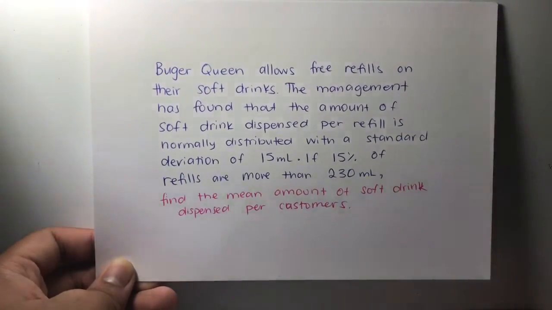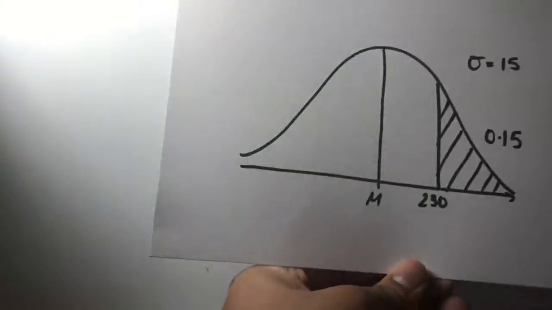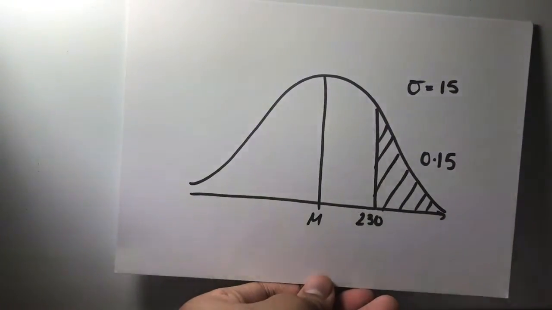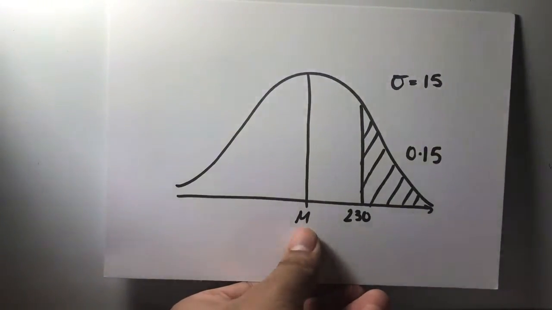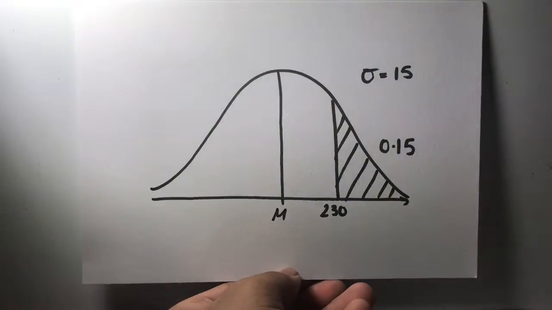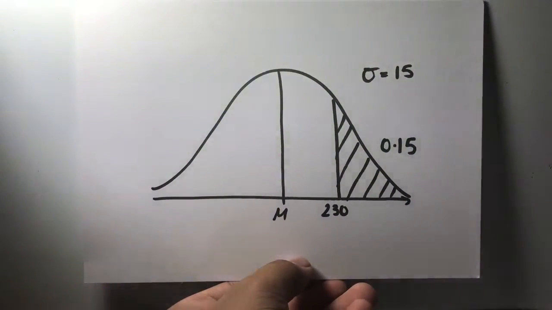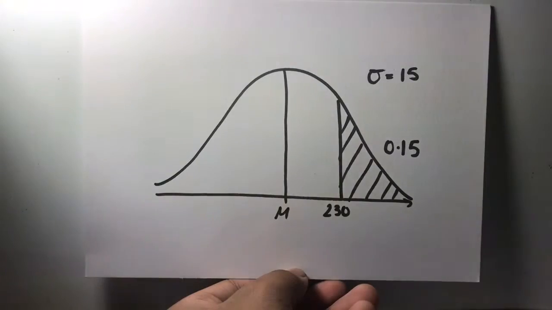per customer. So we are trying to figure out what the mean is on this distribution graph. We need to draw a distribution graph for that question, which should look like this. Since we are trying to figure out what the mu, or the mean, is, we leave this unknown. Since we know the standard deviation, we put it at the top there, and it has asked us for more than 230, and so we put the 0.15 of an area to the right-hand side of 230.